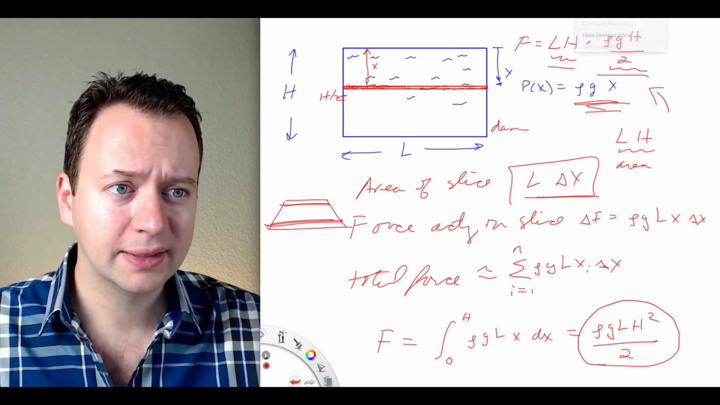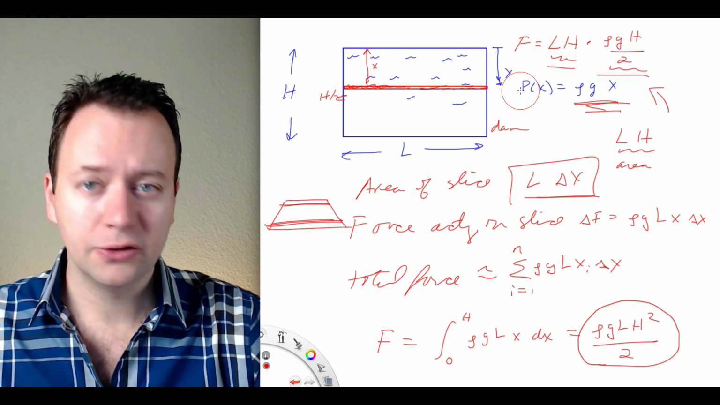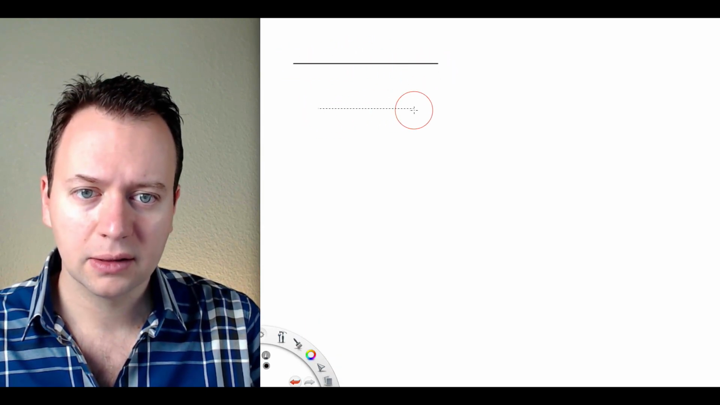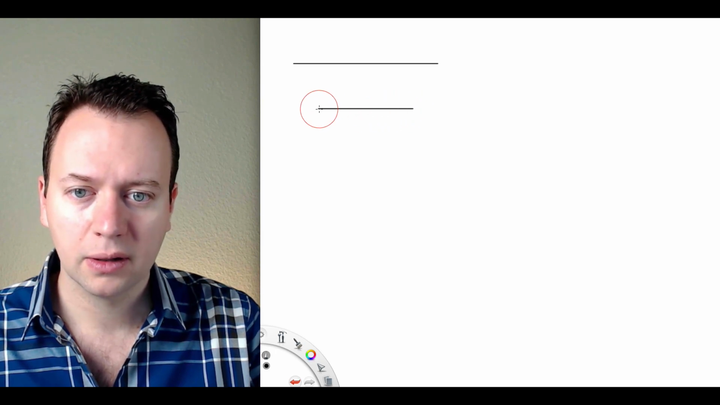Okay, so there's the rectangular plate, and let's do a trapezoid. Let's continue our merry way with a trapezoid. We'll consider something like this. This is supposed to be symmetric.